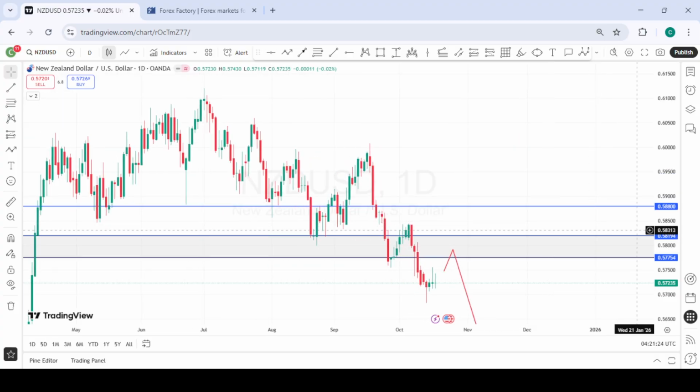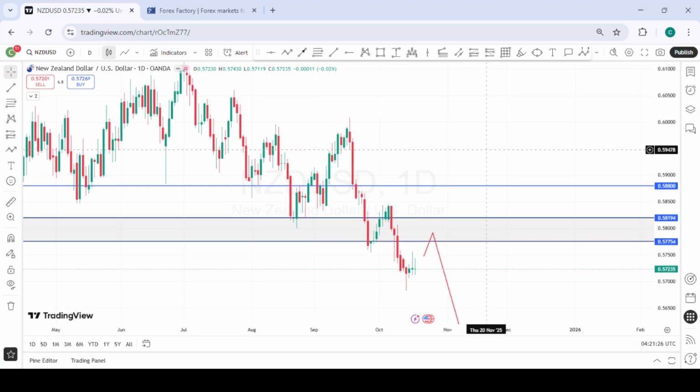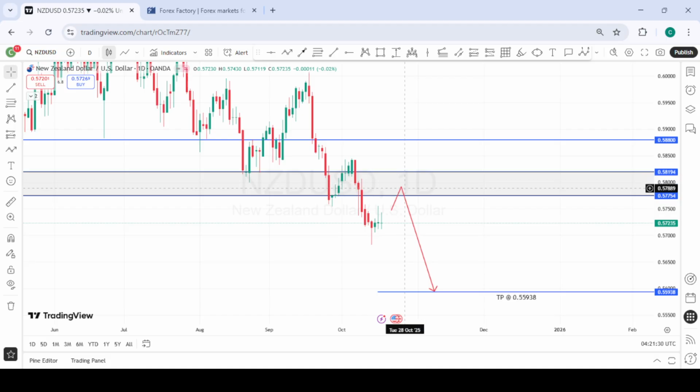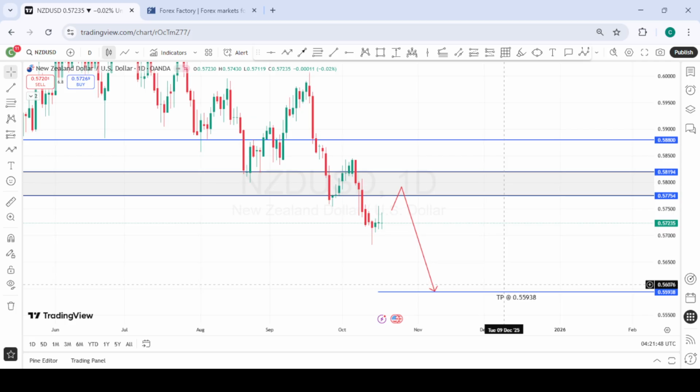We also have here NZDUSD, which we had this setup also from last week, where we were expecting price to pull back into this area of interest to give us selling opportunities to the downside. And price is yet to make its way to the area of interest for us to take our sells from. So we're waiting patiently for price to pull back to this area of interest for selling opportunities to the downside. For NZDUSD, it is extremely bearish. It's very, very bearish.